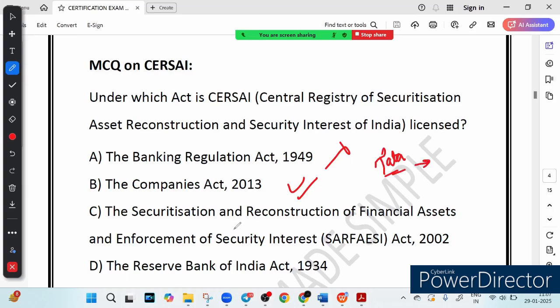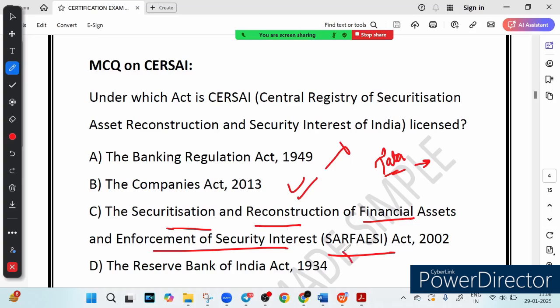And the last option C says SARFAESI, that is securitization and reconstruction of financial assets and enforcement of security interest. So this is a tricky option, because the SARFAESI Act clearly defines the purpose of SARFAESI, which is to record charge on secured loans. However, it does not license SARFAESI. So suppose a bank wants to secure a loan against property, the details are registered with SARFAESI under the SARFAESI provision, but the Act only provides the legal framework, not the licensing.